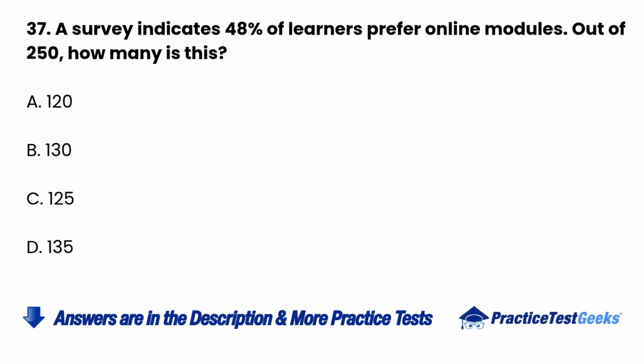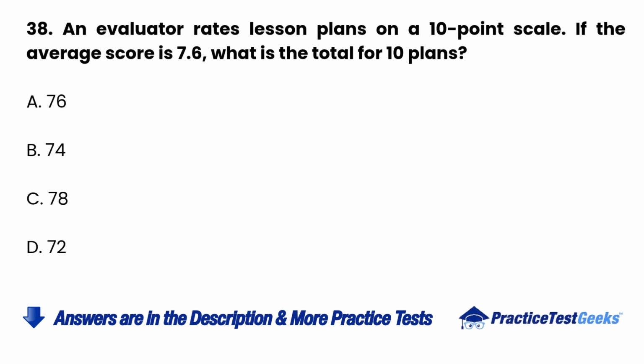A. 120. B. 130. C. 125. D. 135. 38. An evaluator rates lesson plans on a 10-point scale. If the average score is 7.6, what is the total for 10 plans? A. 76. B. 74. C. 78. D. 72.